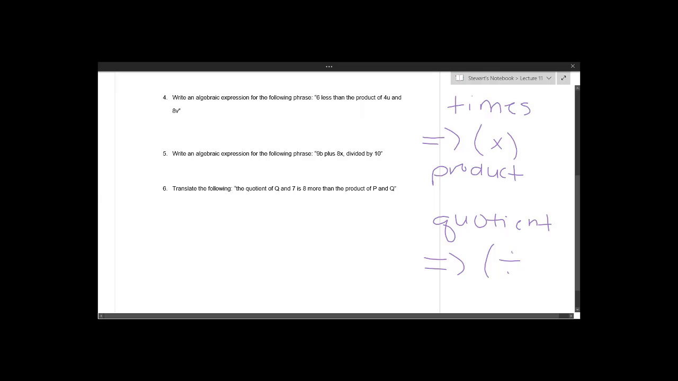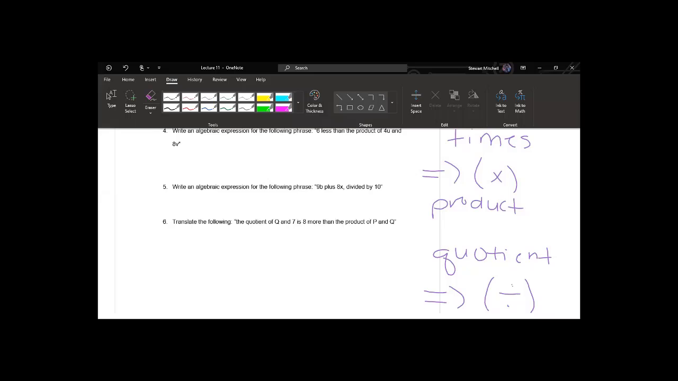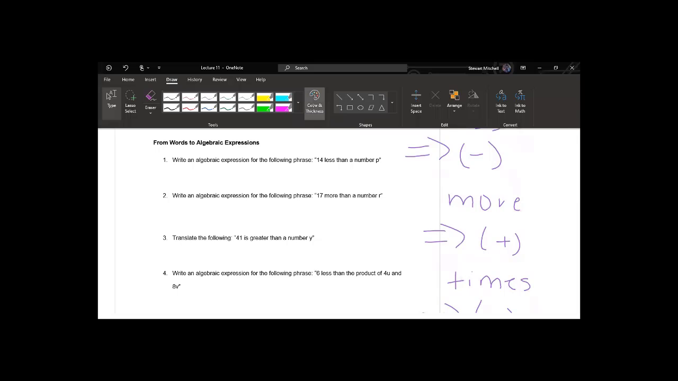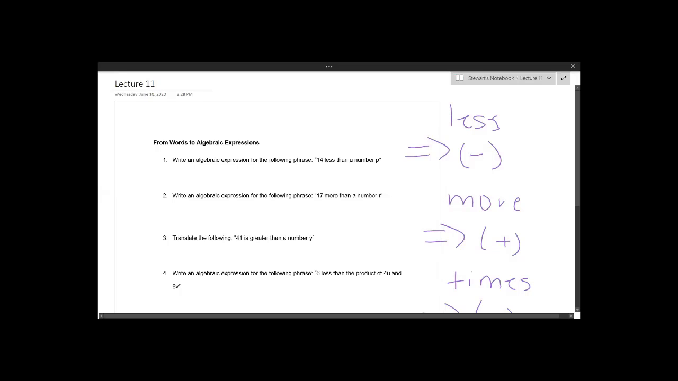So those are the big ones for the algebraic operations that you're familiar with: addition, subtraction, multiplication, division. And I think that's pretty much all that you really need to pay attention to. You just have to identify what's happening here. Like I said, identify the number and the variable in each situation, and then identify what's happening to it.